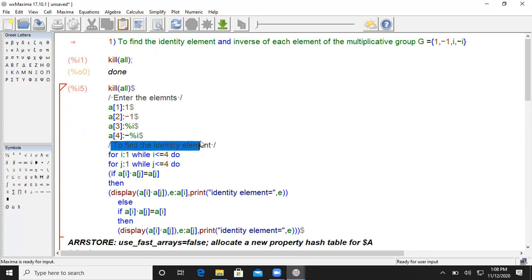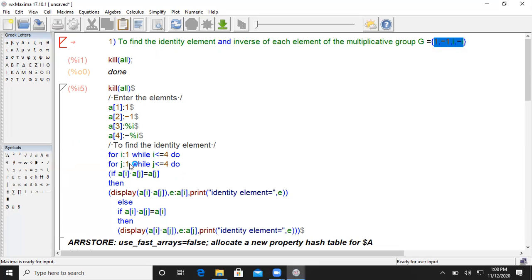Next, to find the identity element. For finding the identity element, we write the syntax: for i colon 1 while i is less than or equal to 4, do. We have written 4 here because they have initiated only 4 values. If they had given 5, we would have written i less than or equal to 5. So 4, because we have given only the 4 terms.